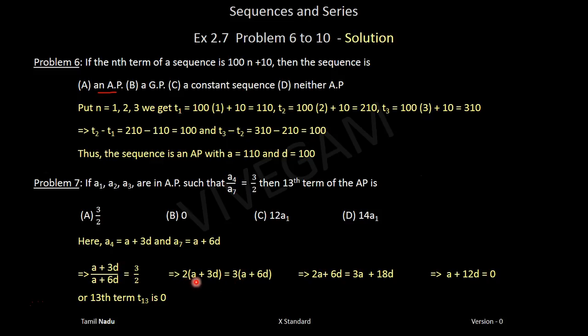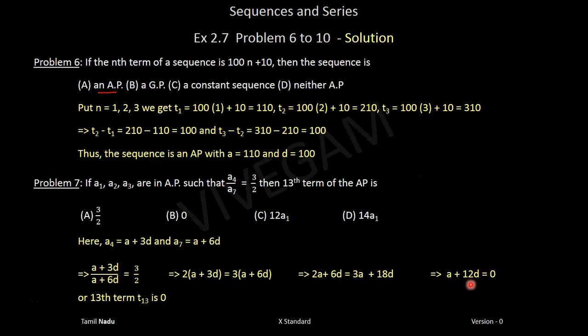Now we expand it. So this will be 2A plus 6D. This will become 3A plus 18D. Now you can bring 3A or take 2A to the other side. So this will become 3A minus 2A, that is A. Okay, and this is 18D. 18D minus 6D will be 12D. So you are getting A plus 12D equal to 0. But carefully see this.